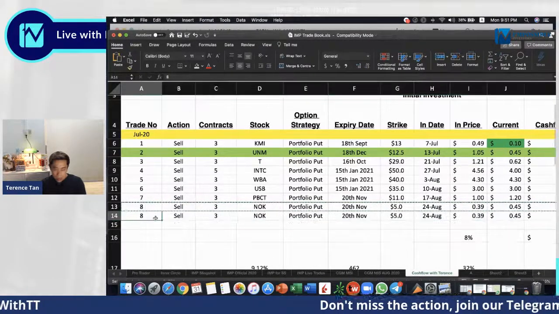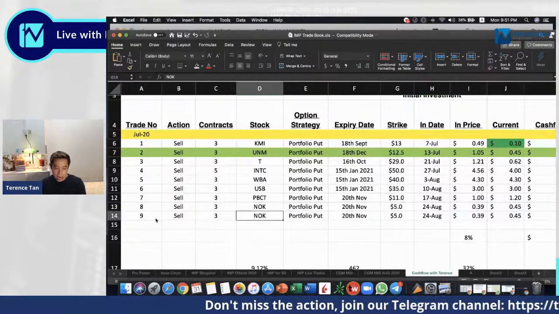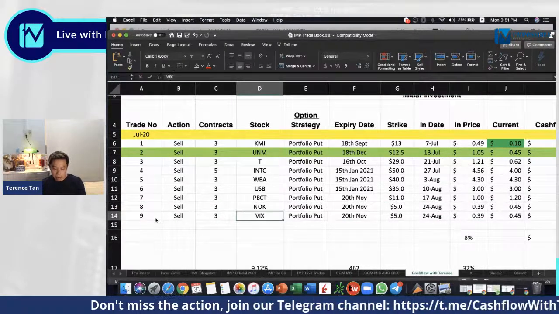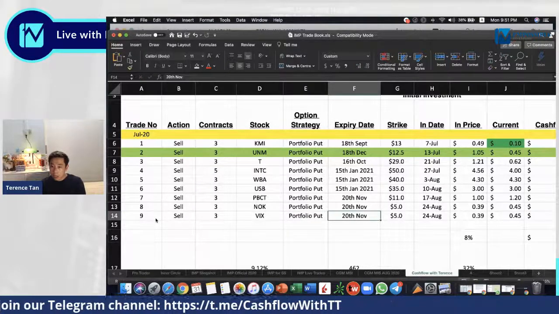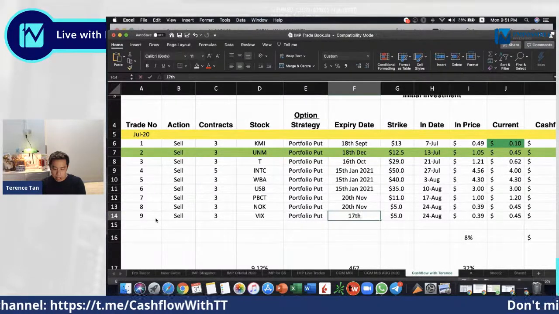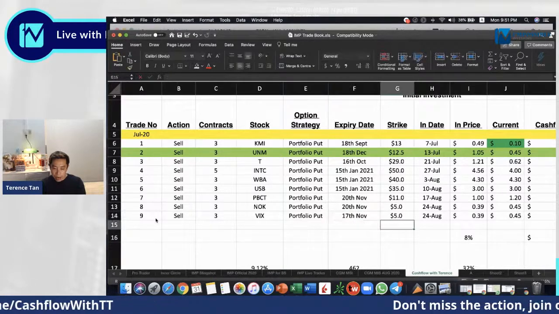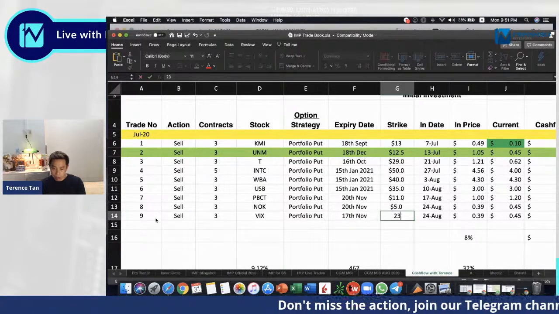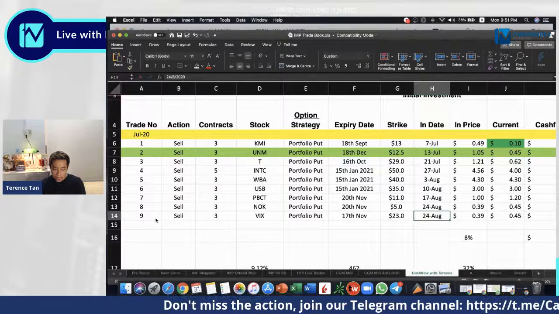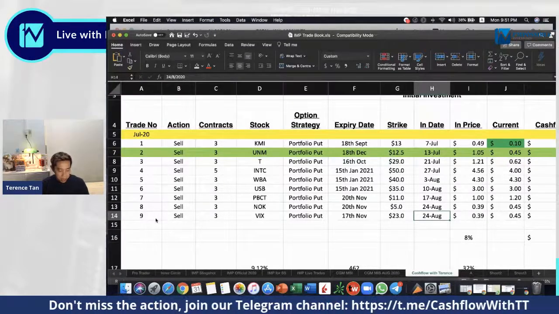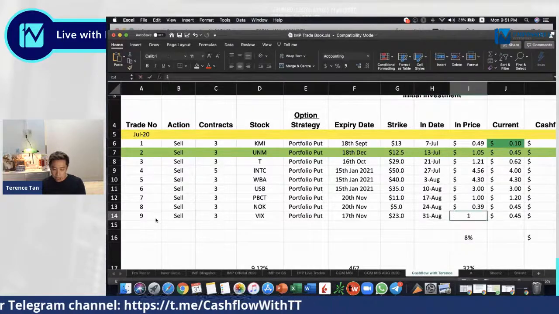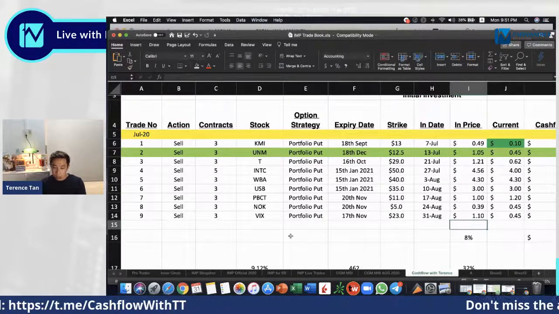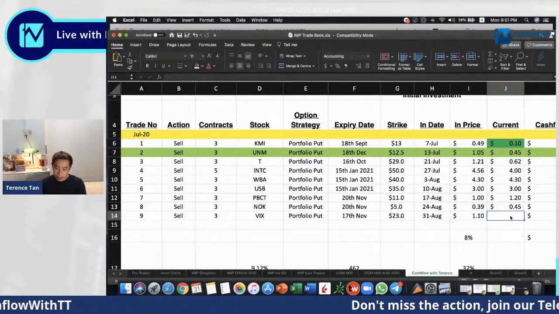This is going to be trade number 9 today, where I'm going to load up the VIX portfolio put options. The expiry is a little bit different. It's 17th of November, and it's going to be the 23 put. Today is actually 31st of August. I'm going to try to get this done for 110, which is still not biting.